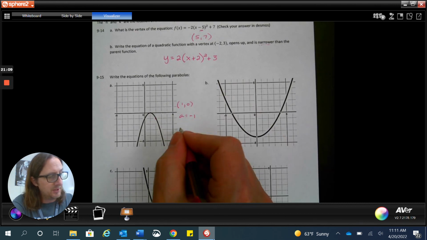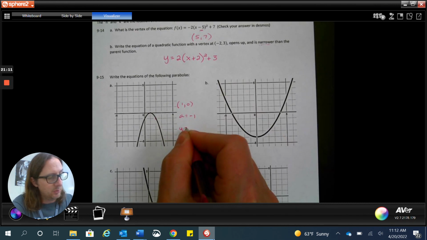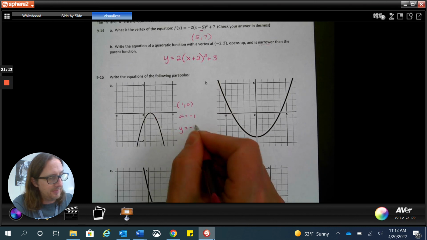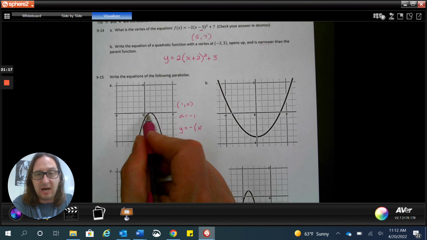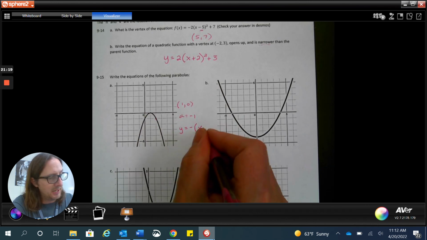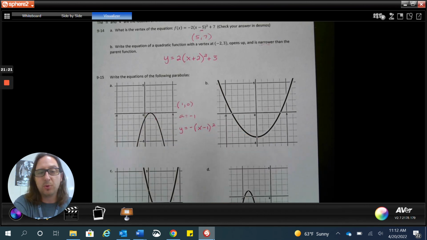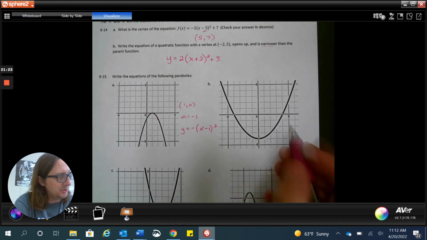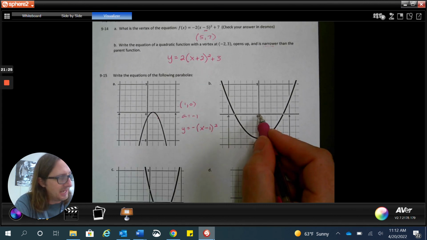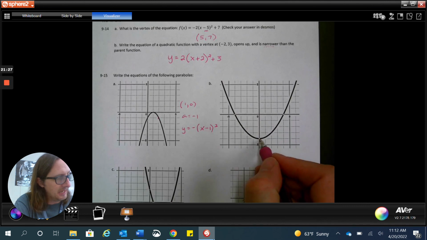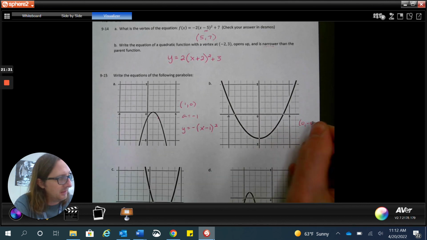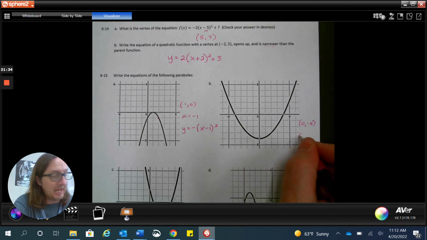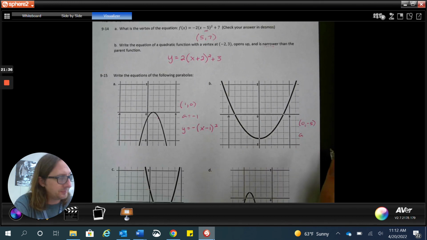So my equation for this one would be y equals negative (x minus 1), because remember we go opposite of this direction, so x minus 1 squared. There's its equation. Next one, the vertex is at (0, -5). So my vertex is at (0, -5). This one opens up, so my a value is positive.